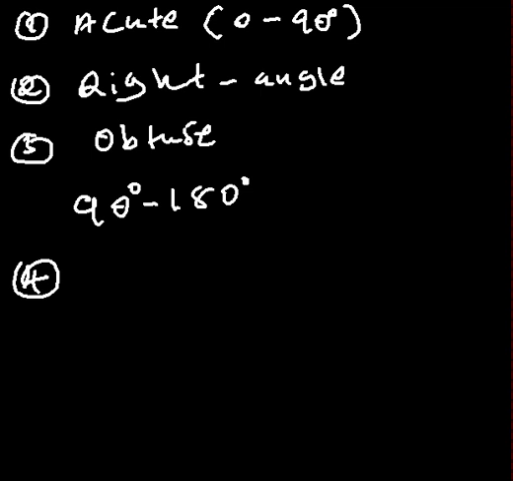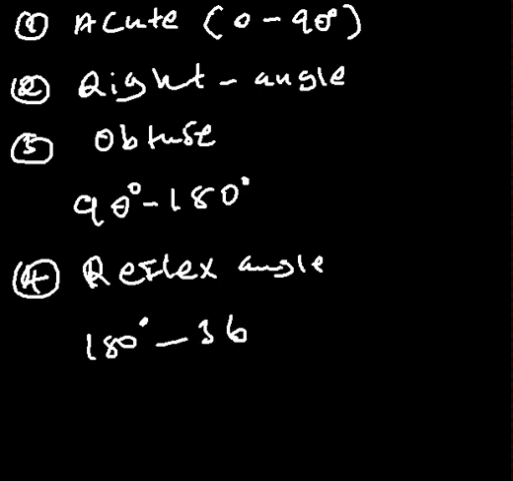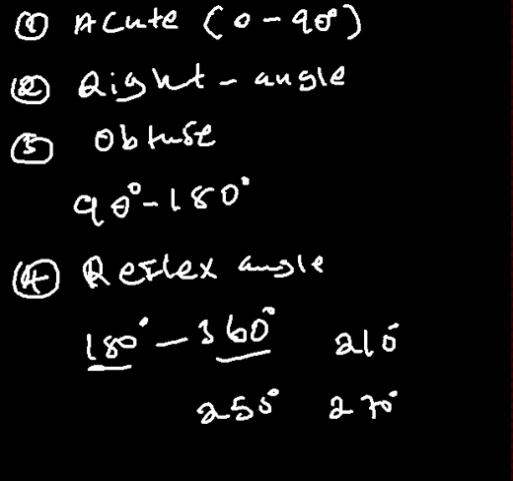And we have another type of angle, which is the reflex angle. The reflex angle is the angle within 180 to 360. So this is the angle which is greater than 180 but less than 360. That is a reflex angle. We can have, let's say, 250, 270 degrees, or 210 degrees. All these are examples of reflex angles you can have.